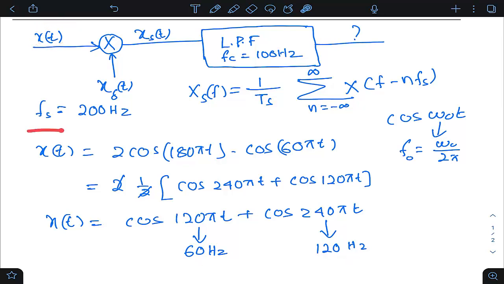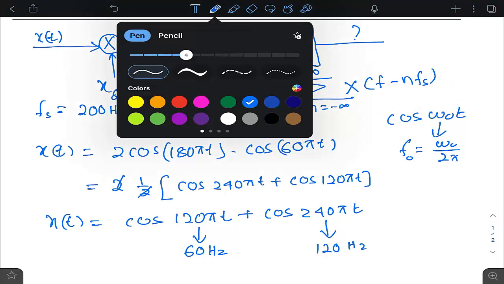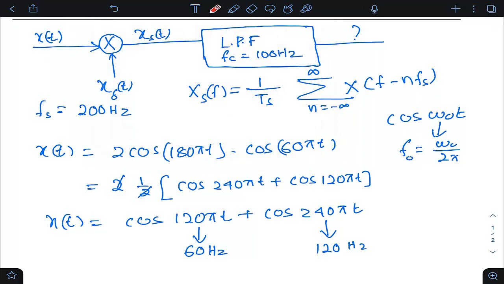And if it is sampled through a sampling frequency of 200 Hz, then what frequencies will appear at the output? For that, we'll have to evaluate this particular expression. From this expression, we can figure out what frequency components we'll have. And students, because my Fs is known to me, instead of writing x of f minus nFs, let me directly write x of f minus 200n. So simply the Fs value is substituted as 200.